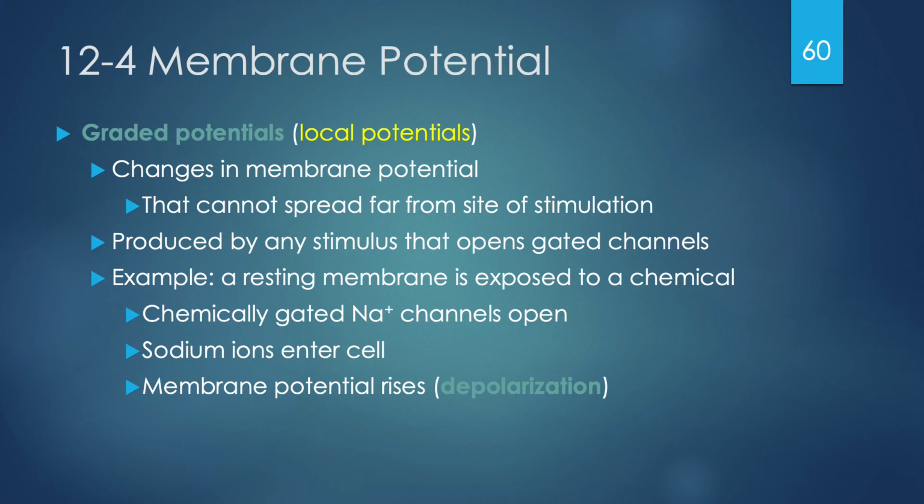A graded potential, or a local potential, is just a change in the membrane potential that can't spread very far from the site at which it started. So this is not an action potential, which carries an electrical impulse from neuron to neuron. This is just changing the membrane potential locally in a very specific area. And this can be produced by anything that opens the gated channels. So once those gated channels open, there will be a change, and that will be a graded potential.